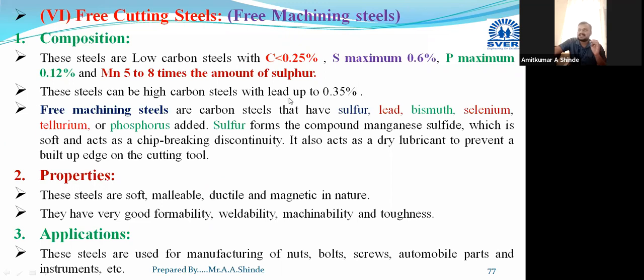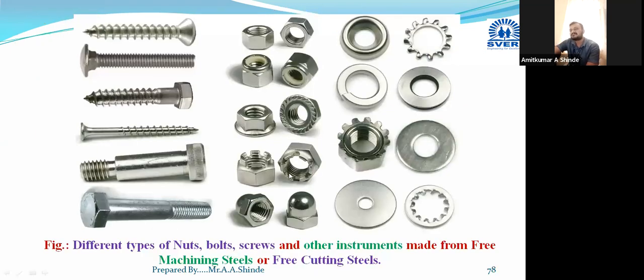Okay. Lead is added to improve machinability, and manganese is added in the low carbon steel to facilitate chip breaking or easy removal of the chips which are forming. These steels are soft, malleable, ductile, with very good formability, weldability, and machinability, all the characteristics of low carbon steels. Due to this, these are used for manufacturing of different kinds of nuts, bolts, screws, and other automobile instruments. Okay, these are highlighted in these pictures.